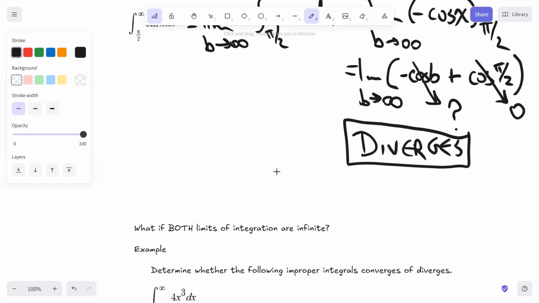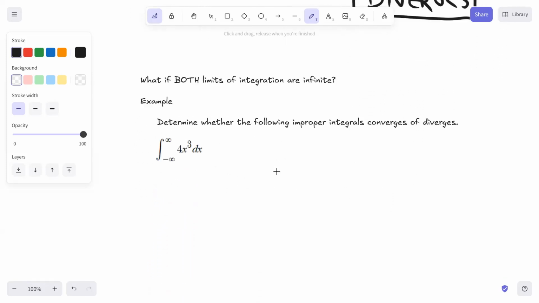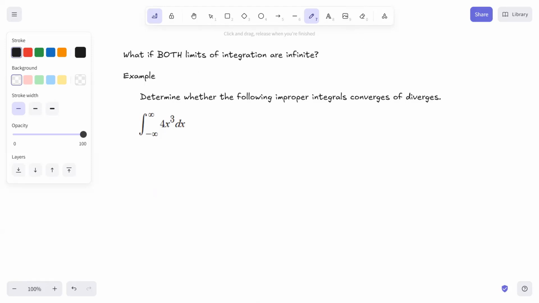So another situation that arises is if both limits of integration are infinite. So we'll take a look at an example here. If both limits are infinite, we have to start off by rewriting the integral in terms of two separate integrals where each one only has one improper limit. So what I mean by that is we're going to do the integral from -infinity to 0 of 4x cubed dx plus the integral from 0 to infinity of 4x cubed dx.